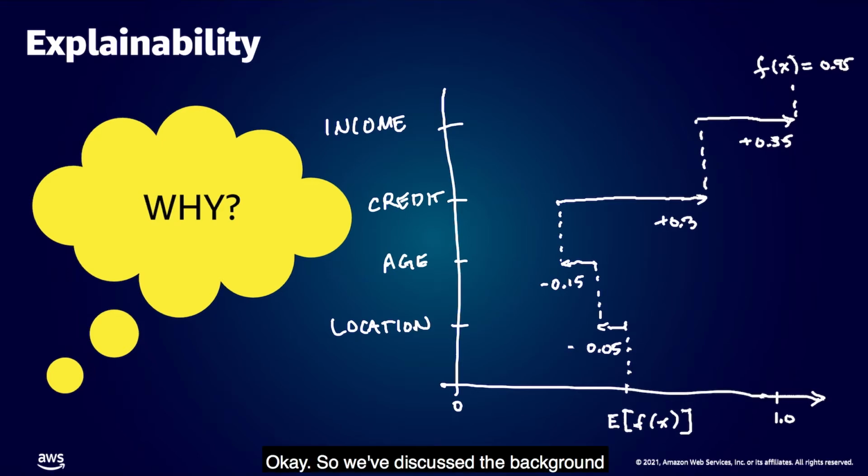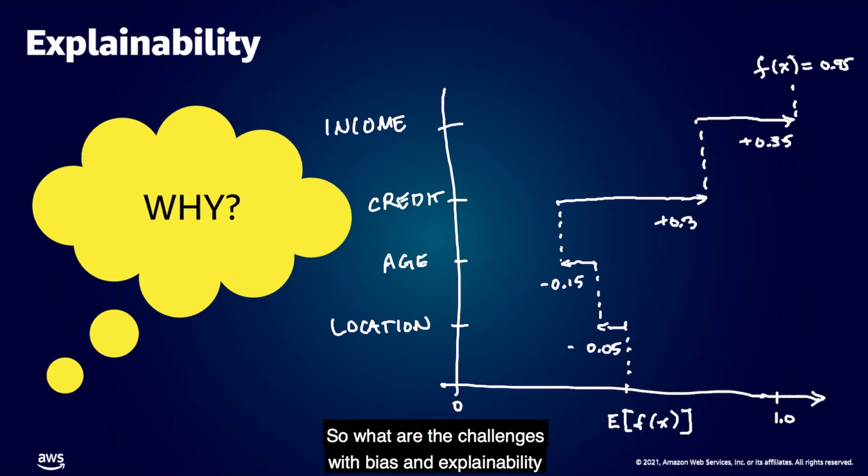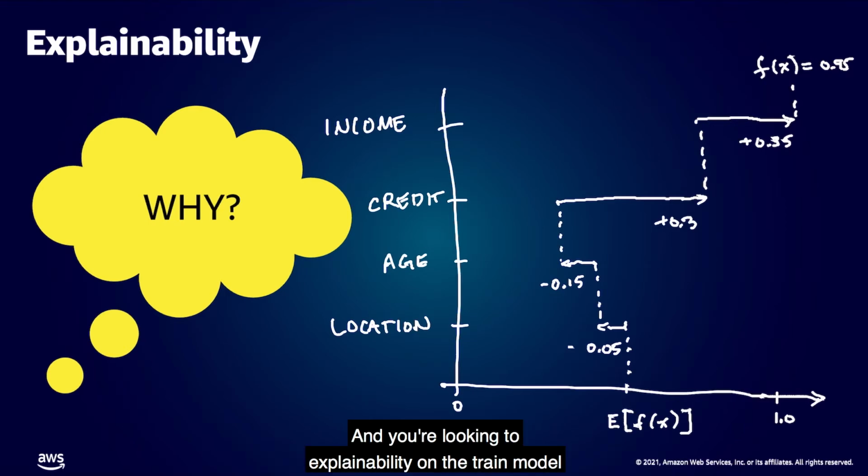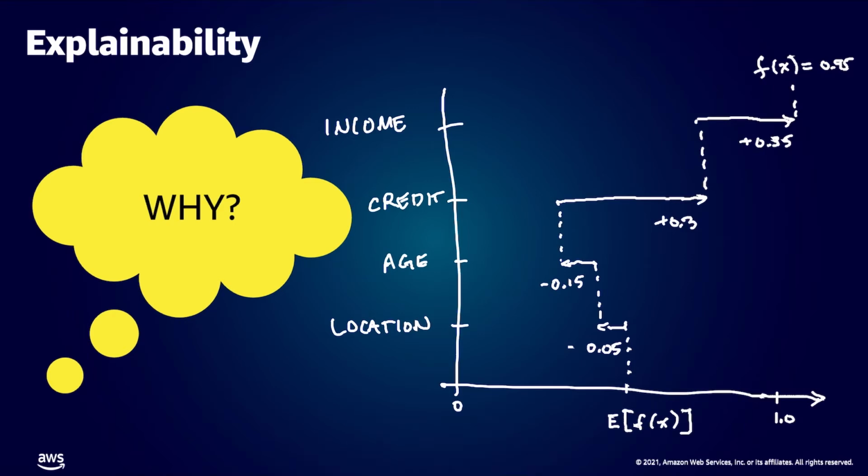Okay, so we've discussed the background in bias and explainability. So what are the challenges with bias and explainability in machine learning workloads today? Why isn't this commonplace? Well, first of all is complexity. This can be a multi-step process where you're evaluating bias at the data preparation stage, at the model training stage, and then even once the model is deployed. And you're looking at explainability on the trained model. It could rely on custom code and custom libraries. There are many libraries available, but it could be a manual process.